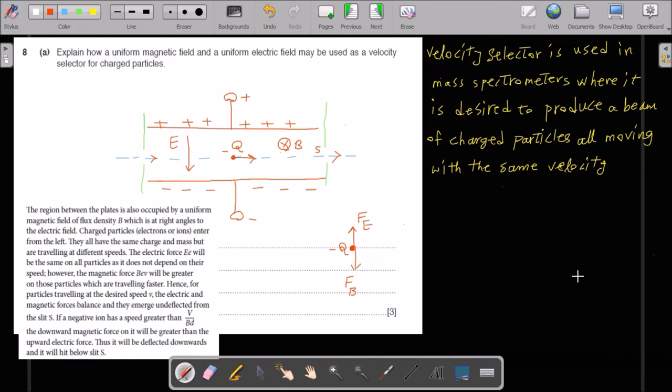Question 8. Explain how a uniform magnetic field and a uniform electric field may be used as a velocity selector for charged particles. First of all, velocity selector, this is extra information. A velocity selector is used in mass spectrometers, in which it is desired to produce a beam of charged particles all moving with the same velocity.